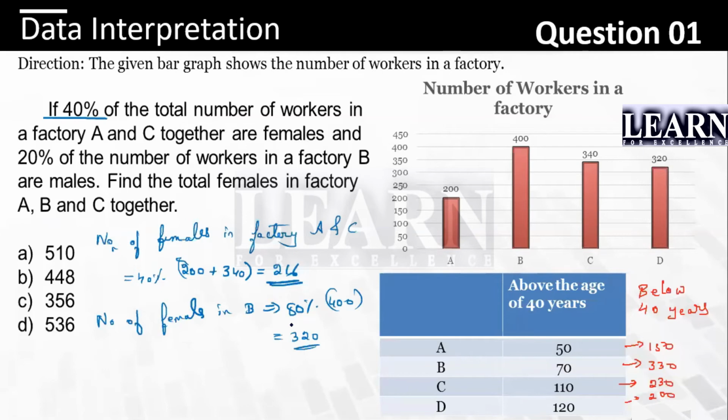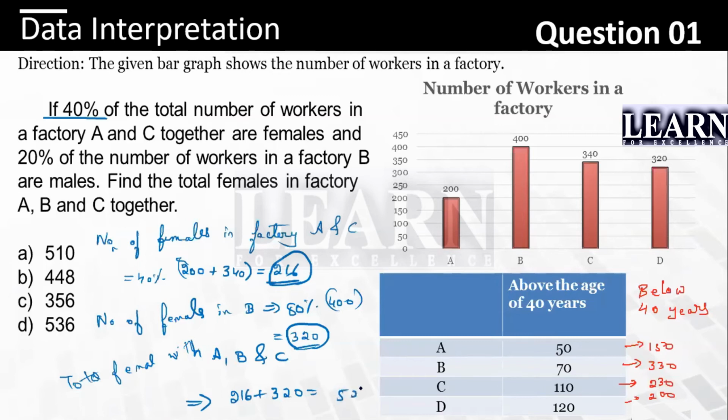Find the total females in factories A, B, and C together. We got to know A and C: the total number of females is 216 and B is 320. The total females in A, B, C is nothing but 216 plus 320, which will give us 536. The answer is option D. Okay, then we'll move on to the next question.